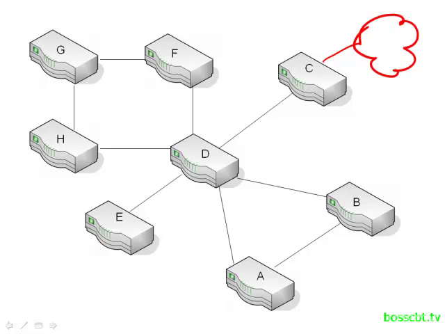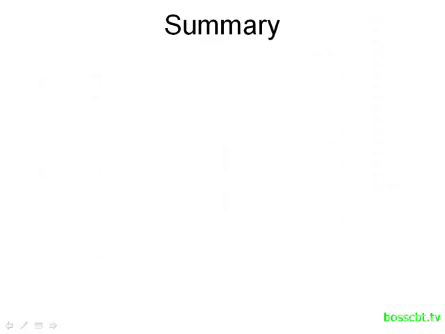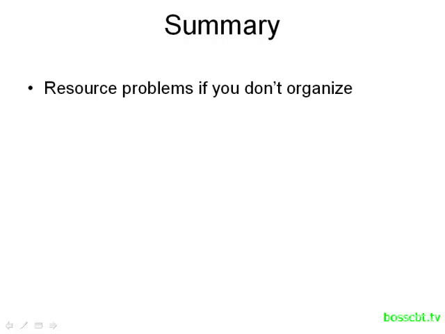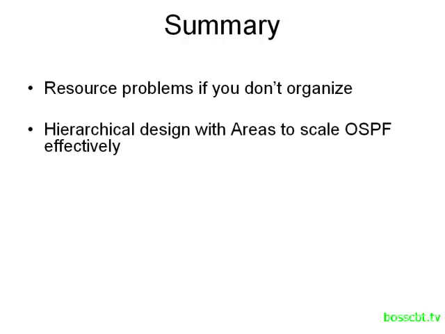Okay, let's summarize what we covered. We now know that OSPF can run into resource problems on the routers if we don't organize. And that's by virtue of having a large link state database and then having to apply the Dijkstra algorithm to everything inside that database. So with OSPF, we use something called the area in order to help organize it. And once we do that, we can scale OSPF to effectively run in very large networks.